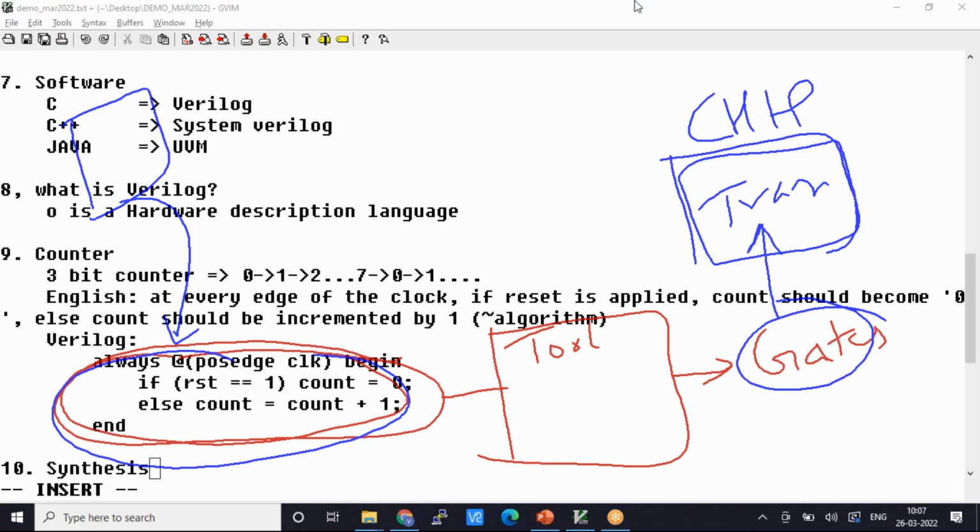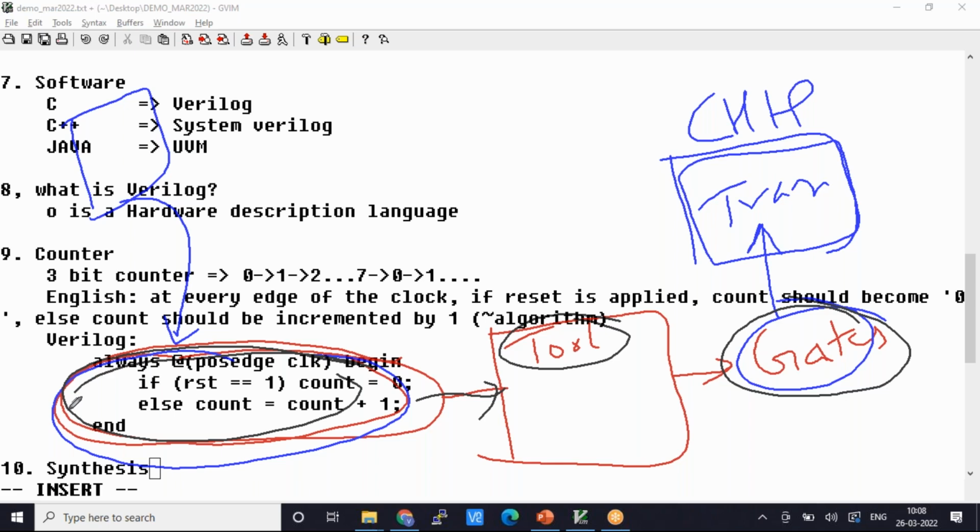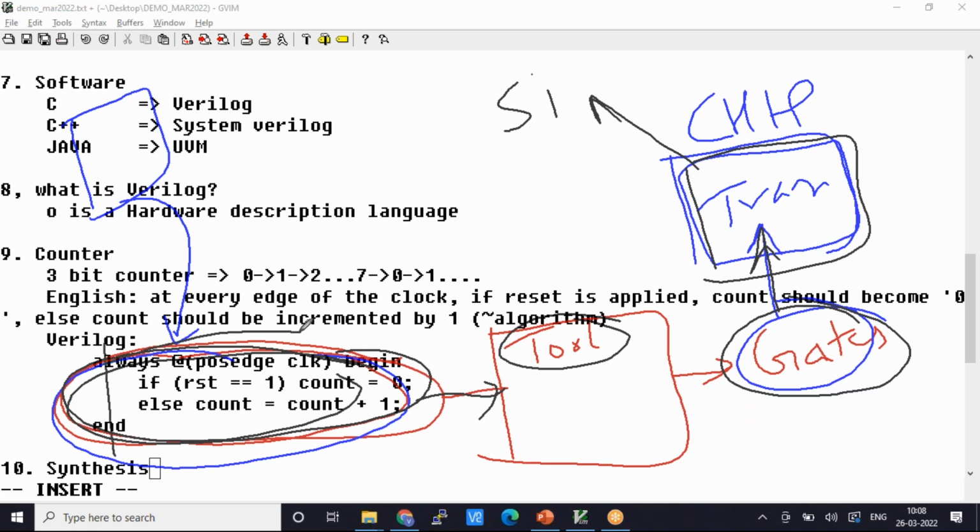Now you give this as an input to the tool. This tool is what? A synthesis tool. What is meant by synthesis? It takes this kind of code and gives you the gates format. It will tell you what all gates will be required to get the same behavior. Finally, that can be converted into transistors. Now transistors can be manufactured into the silicon. So I will get a chip which is working.